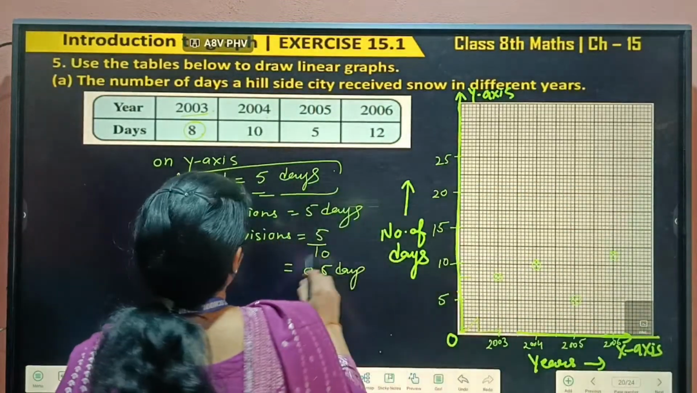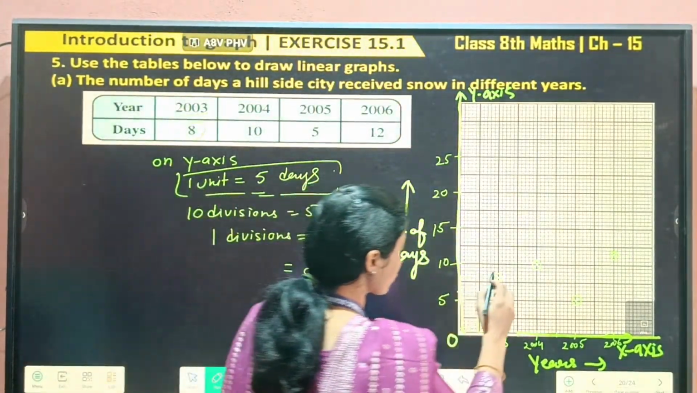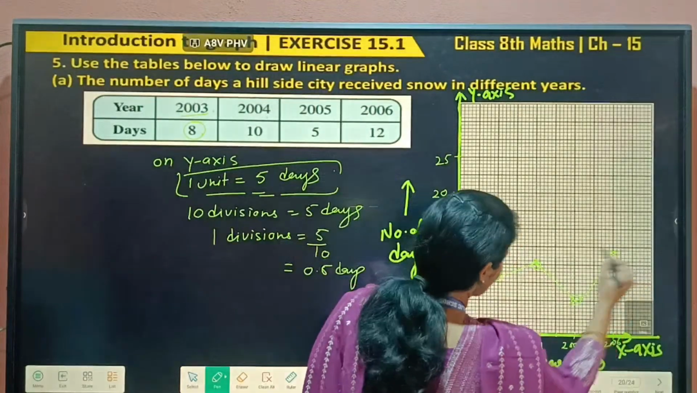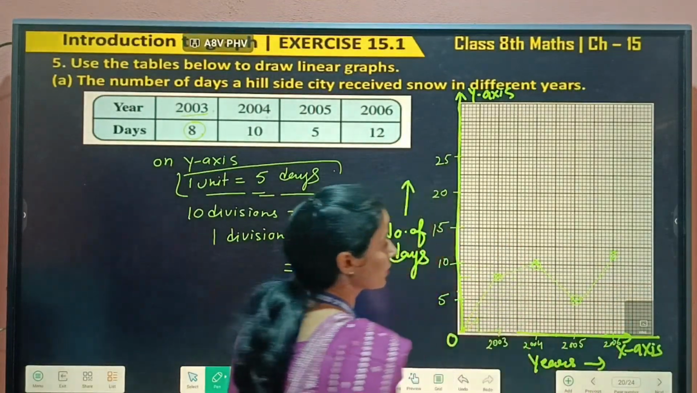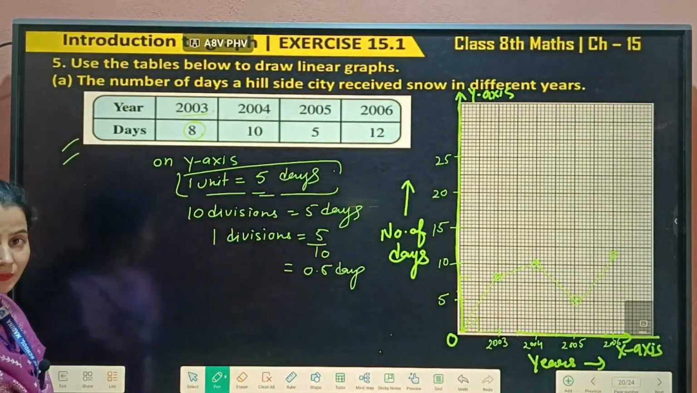Now for this we have to draw a linear graph, a line graph. Now you can join these points, starting from 0. This is the graph for this given information.